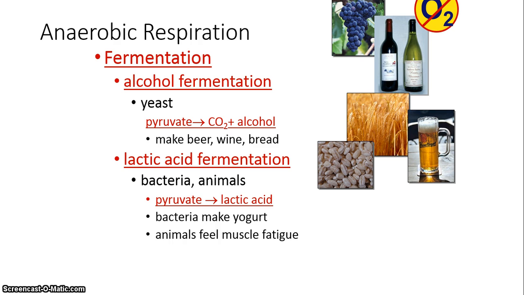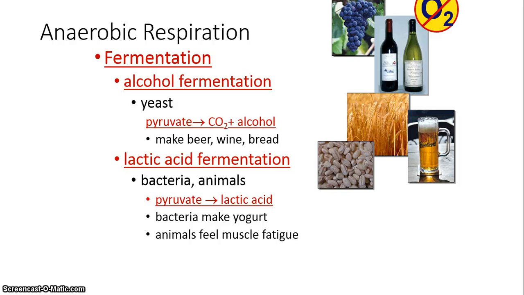So if we look at the different types of anaerobic respiration, the 2 you need to know about are alcohol fermentation, which occurs in yeast, and this is where you go from pyruvate to carbon dioxide and alcohol. You regenerate the NAD plus that you need to make NADH, and so you can keep going through glycolysis, but you don't make any additional ATP in anaerobic respiration. One of the benefits of alcohol fermentation is that you can make things like beer and wine and bread. So the alcohol will burn off, and the carbon dioxide is why the bread rises.